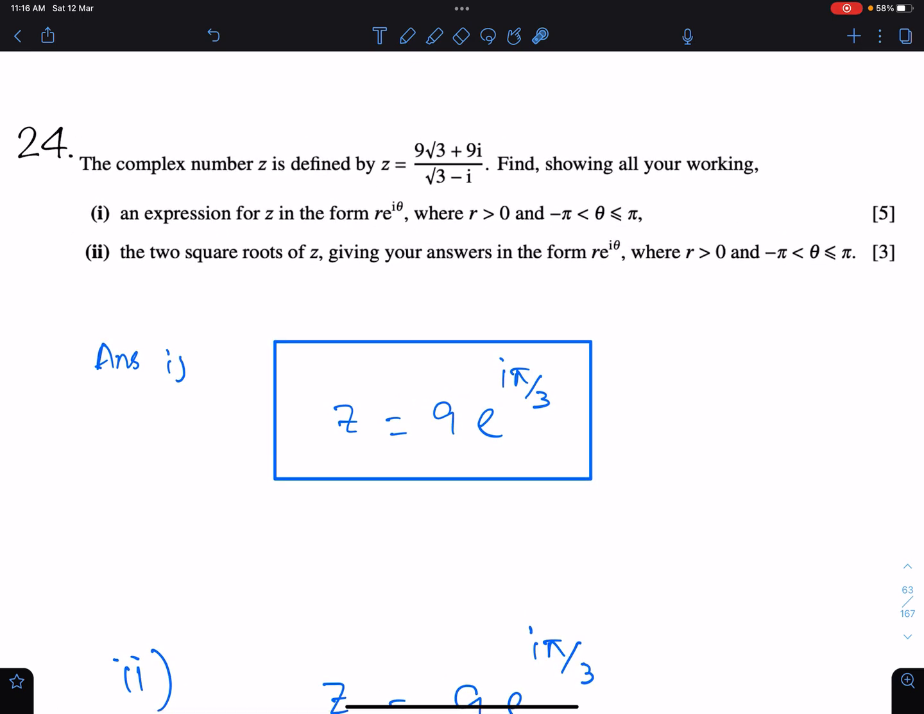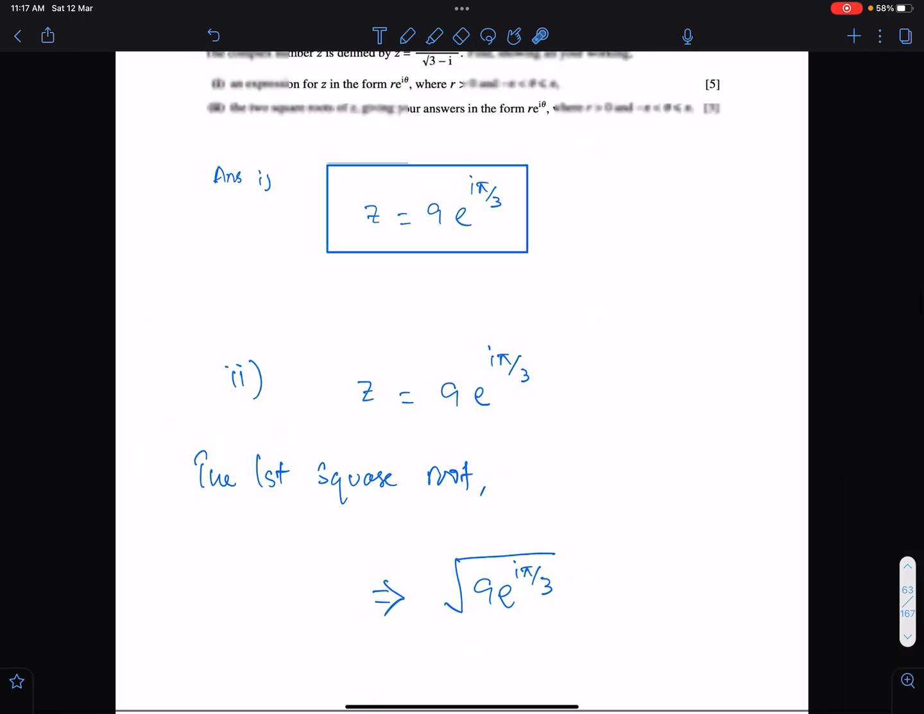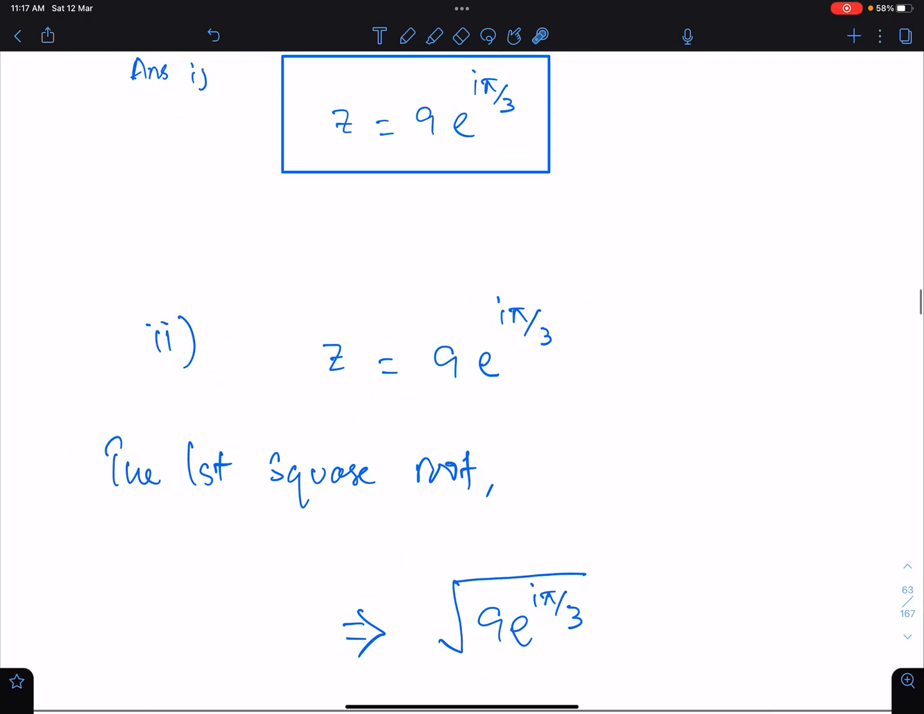Let's understand this topic with the help of this example, question 24 part 2, because this part is related to this topic. Part 2 is: find the two square roots of z in this form. In order to solve this part, we must have the answer of the first part, and this is the answer of the first part. Now we can find the two square roots of z in re^(iθ) form.